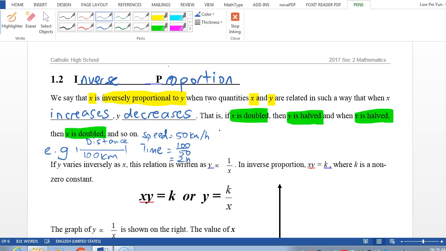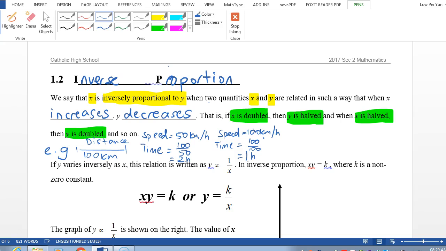And what if I increase the speed to 100 km per hour? What do you think the time taken will be? Will it be more or less? 100 divided by 100 gives me 1 hour. When I increase the speed, my time decreases.